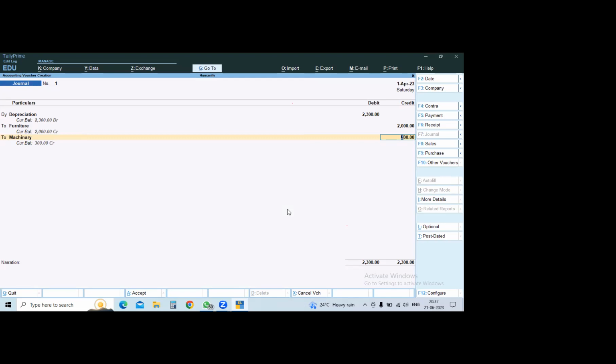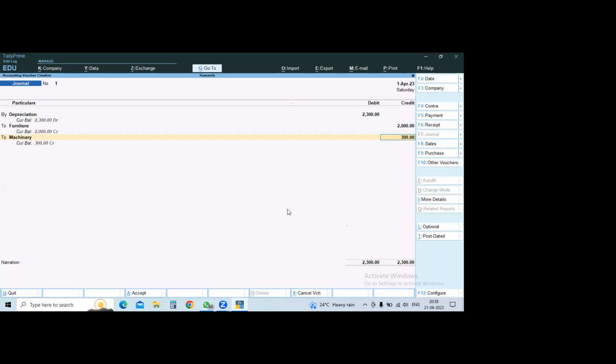This is an adjustment. If you remember, you have two things, the profit and loss account and the balance sheet. In the profit and loss account, depreciation will be shown, the total depreciation amount of 2,300. Whenever we enter depreciation, the difference amount automatically shows, right? Yes, it will show you.